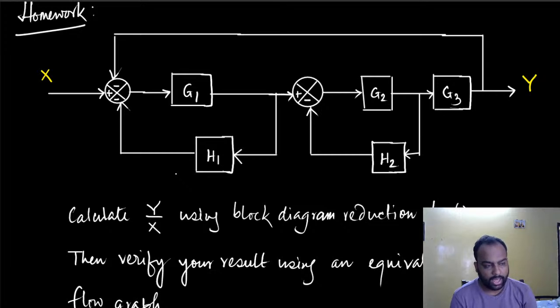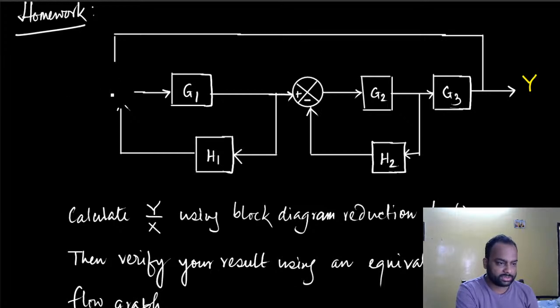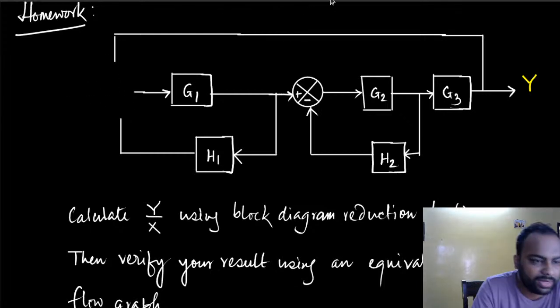And just before you ask this, let me make this clear, because you are learning it for the first time. This summing point can actually be split into two summing points, or this comparator can be split into two different comparators. Let me just do that so that you can actually solve this, right? Otherwise it will be difficult for you because you are learning it for the first time.